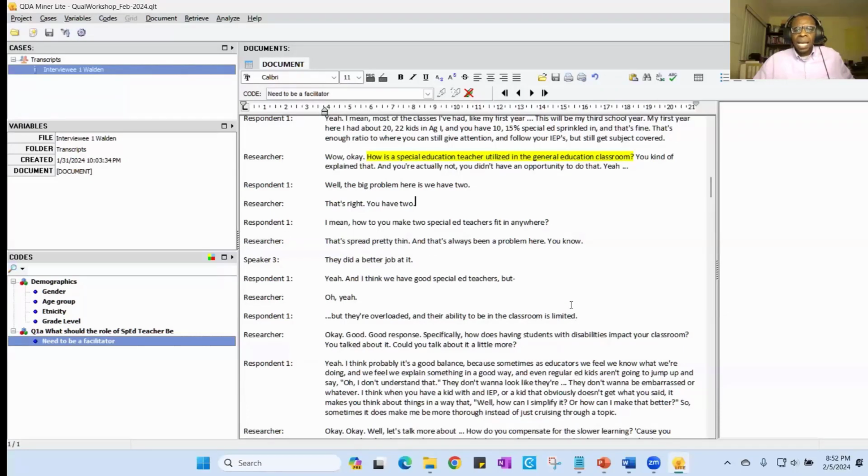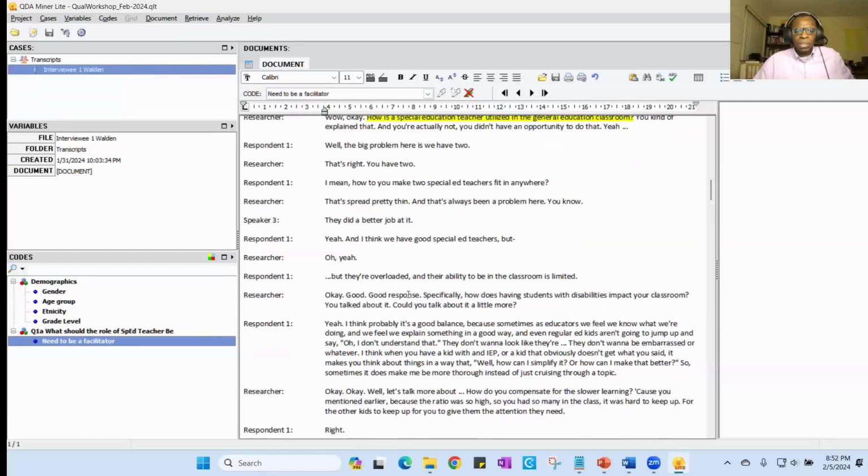So this asks, how are they used in the classroom? Okay, good response. You're not supposed to say that, because technically he didn't even answer the question. Specifically, how does having students with disabilities impact your classroom? So now he went on to the next question, right? So let's go back, and this can often be a challenge.